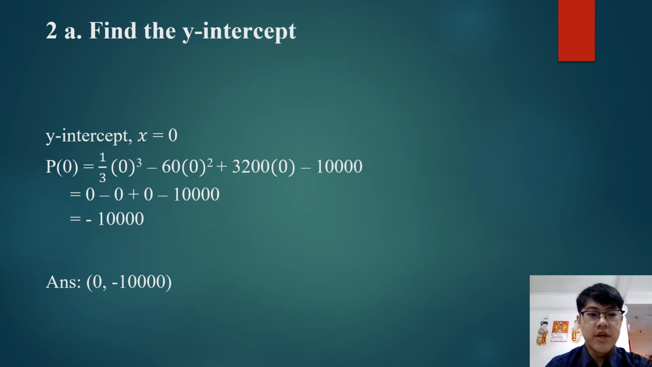Okay, for question 2a, we need to find the y-intercept. For the y-intercept, x is equal to 0, so we put 0 into the function P, and we get the answer negative 10,000. The y-intercept is (0, -10,000).